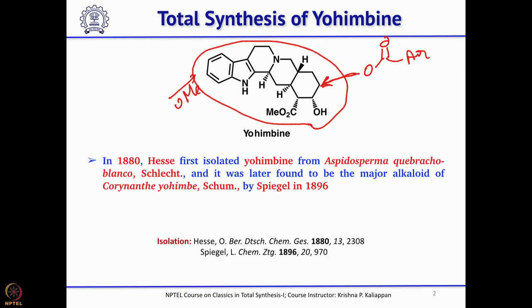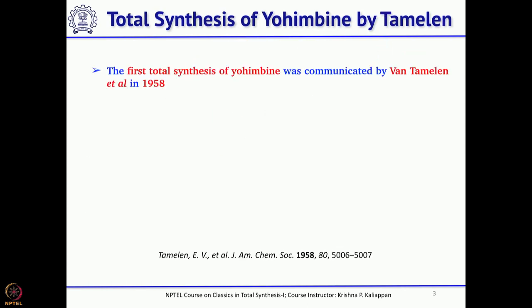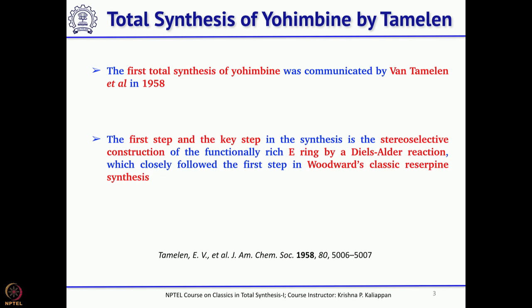This natural product was isolated way back in 1880, and it was a major alkaloid isolated from corynanthe yohimbe. The correct structure was reported by Witkop in 1943. You can see it took about 63 years to assign the correct structure of yohimbine, and it took another few years to complete the first total synthesis, which was reported by van Tamelen in 1958. The key reaction involved was the Diels-Alder reaction, used to construct the E ring, followed by dihydroxylation, cleavage and cyclization, which is almost like Woodward's total synthesis of reserpine.